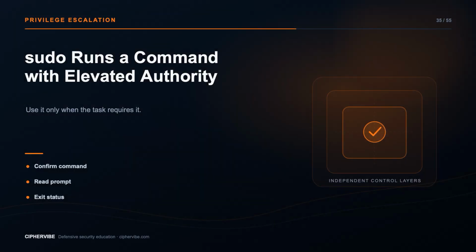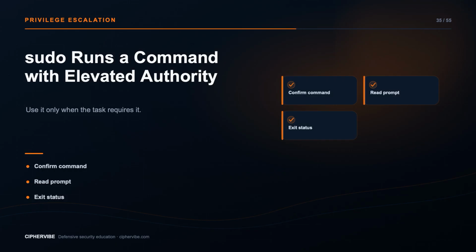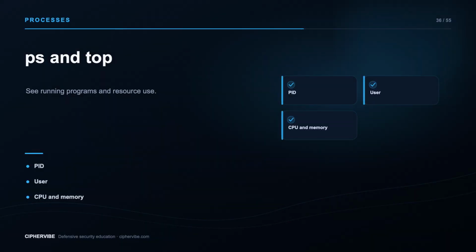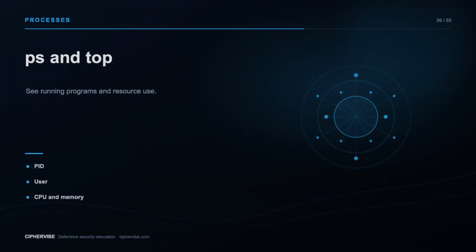Sudo can run a command with elevated authority according to policy. It does not make a risky command safe. Reread the full command, verify paths and options, and do not use sudo merely to bypass an error you have not understood. A process is a running program with an identifier, owner, state, and resources. ps shows a snapshot, top provides a changing view. Before stopping anything, identify the process, parent relationship, owner, and operational purpose.